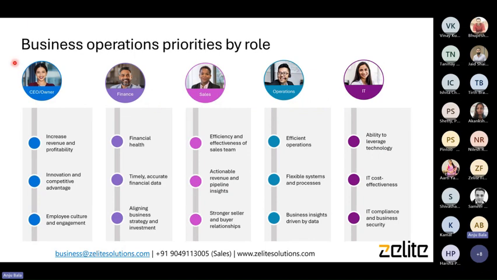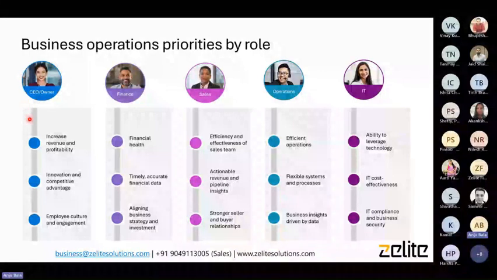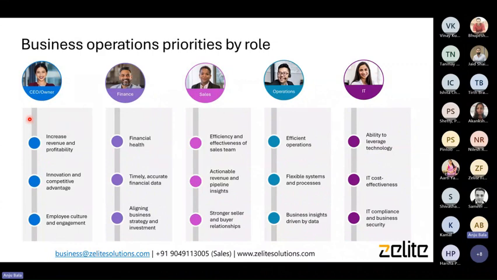So if I start with the CEO or the owner of an organization, what is important for me? For me, what is important is how I can increase the revenue and the profitability, how I talk about the innovations and the competitive advantages going on in the market, and the most important thing for me to understand as well is the employee culture, how they're engaging, and what productivity I'm getting out of that. That all comes as a part of that.